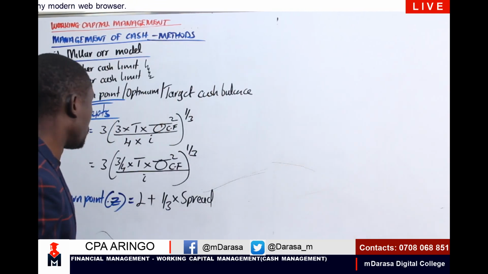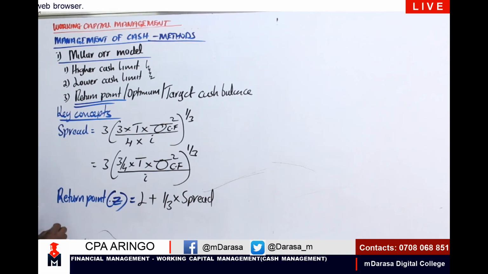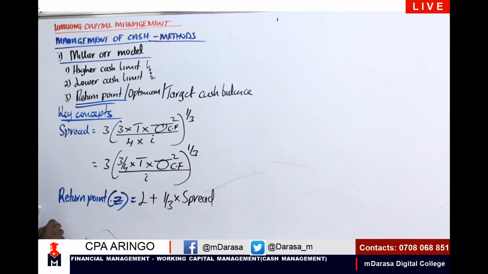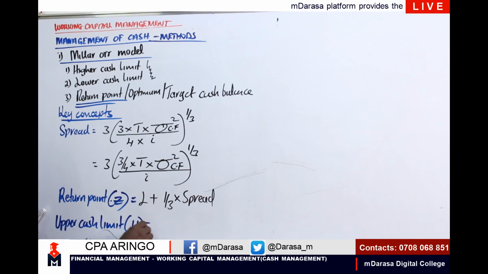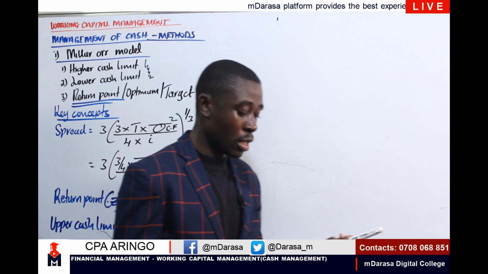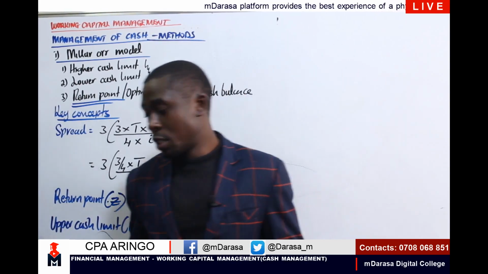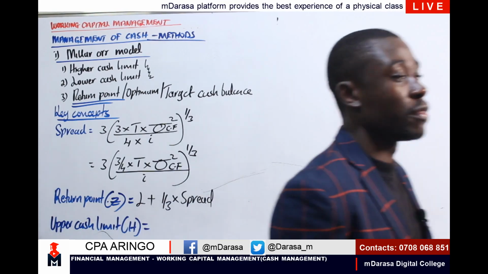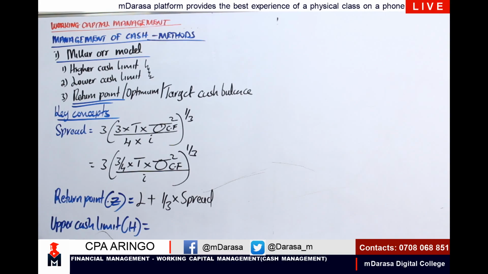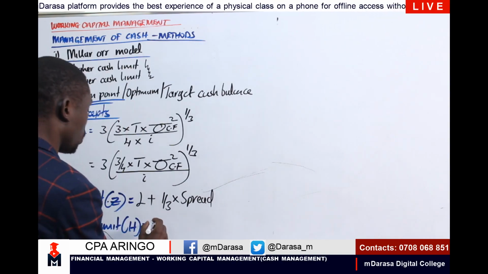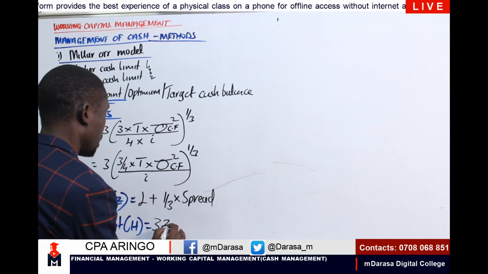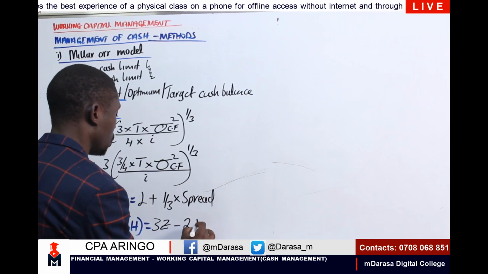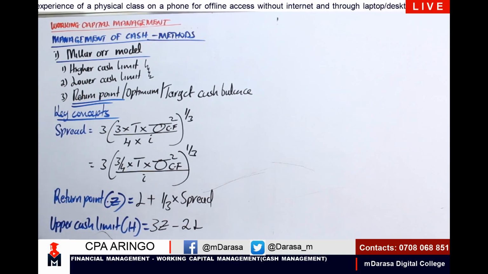Then once I'm able to master that, the other key element that you should know is how we determine our upper cash limit, which in this case is H. That will be very simple, my good students, because so long as I've determined our spread, the spread will enable us to summarize almost all these elements. So to determine our upper cash limit, I'll be talking of 3 times Z minus 2 times our lower limit. That will give us our upper cash limit.